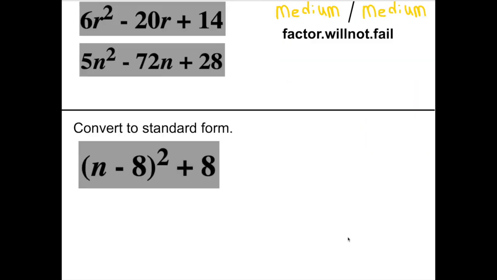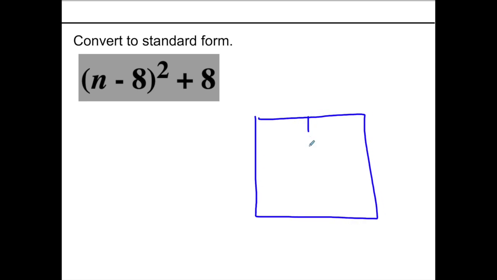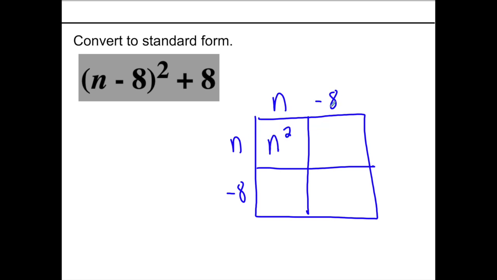All right, I'm excited to see what we get. So, starting with the first one, we are in vertex form. So remember, the first thing we are going to do is go ahead and box out. So we're going to do n minus 8, n minus 8. So it gives us n times n for n squared, minus 8 times n for minus 8n, minus 8 times n for another minus 8n, minus 8 times minus 8 for 64.